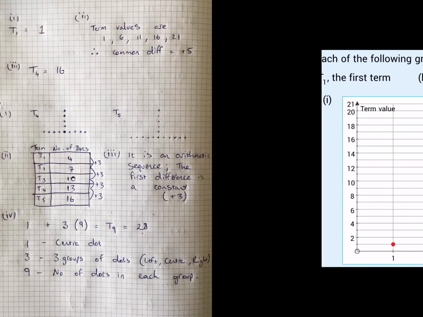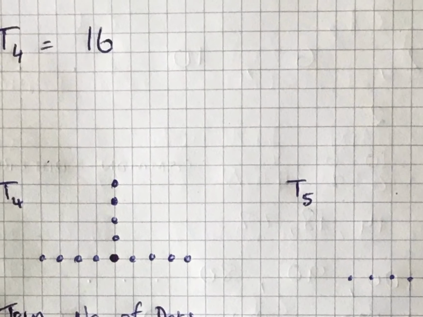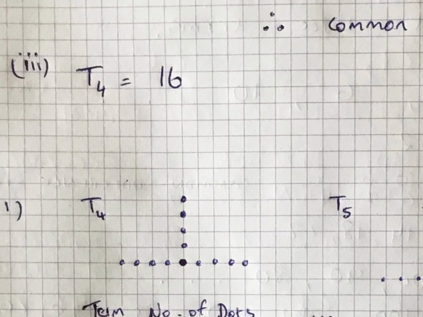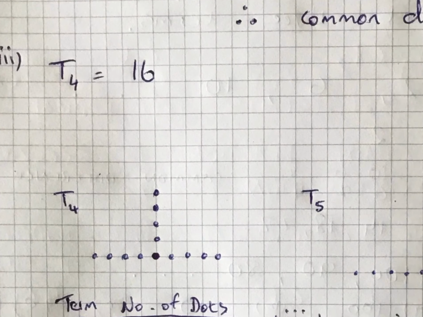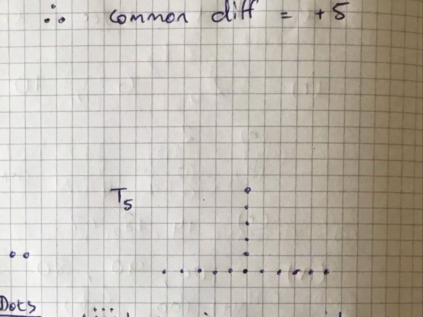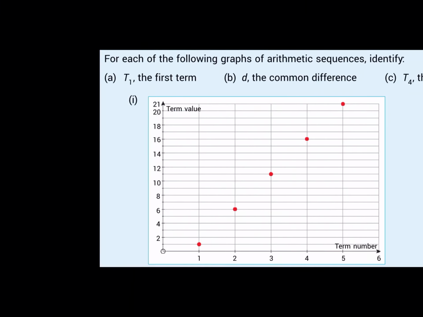So next 2 terms of the pattern, nice and simple. I've got my central dot, as I've shown you, and I've got 4 on the left, 4 up to the top, and 4 to the right. Term 5, same idea. Central dot, 5 on the left, 5 up, 5 on the right. So that's nice and straightforward.